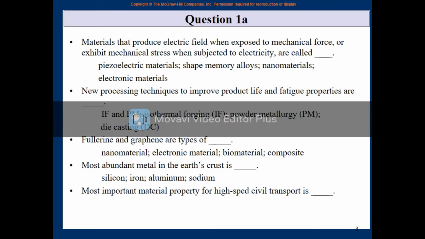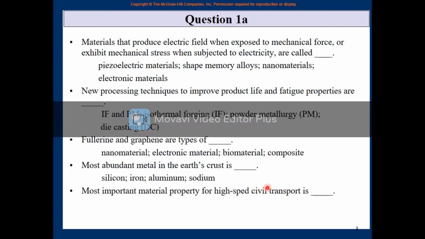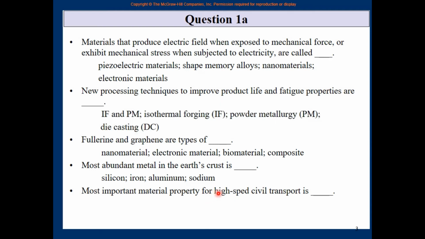Next question, which I have already shown, is most important material property for high speed civil transport is what? So first of all, remember, high speed civil transport is not a bus, is not a train. We are talking of aircraft. We are talking of aircraft which is very big, right? Which can carry hundreds of passengers, and still it is very high speed. Sorry, I have missed an E here. I am typing, so those errors can be there, right?